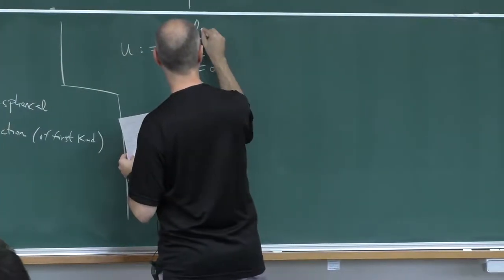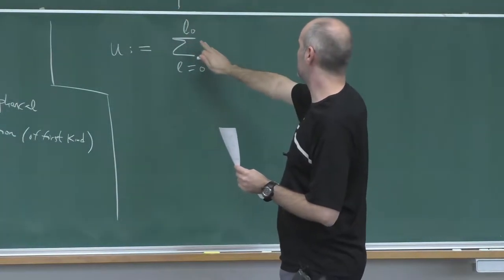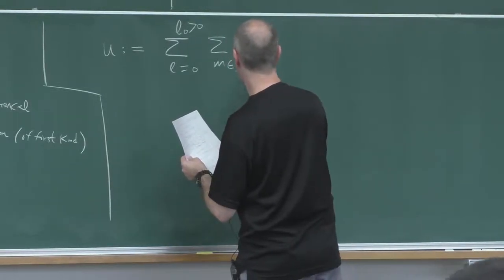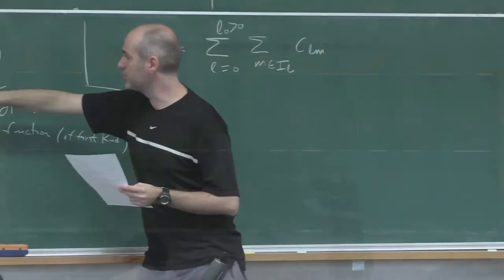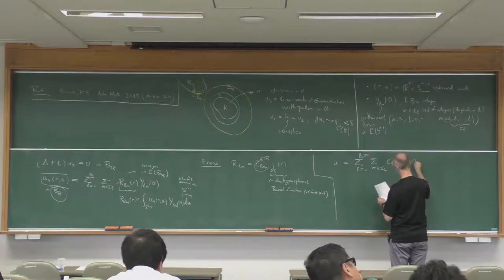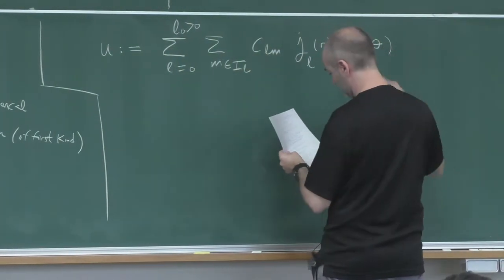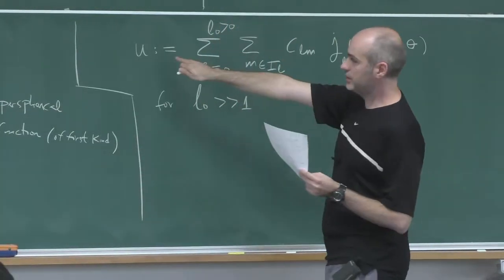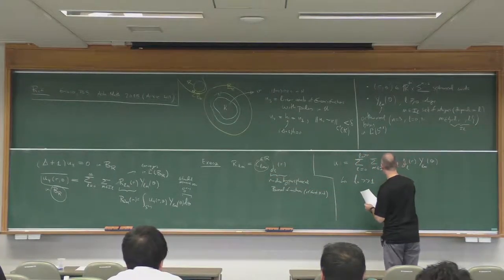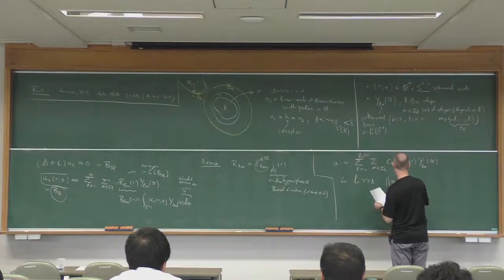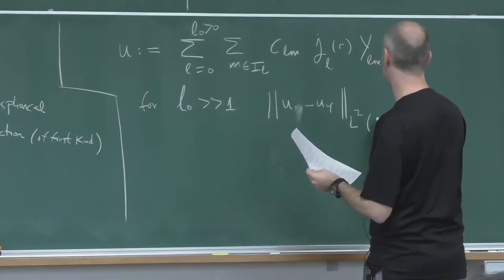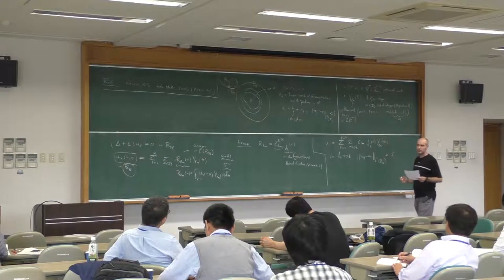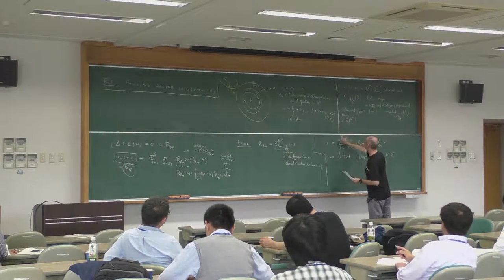So we truncate. Instead of summing from 0 to infinity, we sum till some L naught, of course positive, and the series, and the corresponding n, and here are the constants. I already write this expression. Okay. So then for L naught large enough, this is a good approximation of U4 in the L2 sense. So if you measure the difference U minus U4 and compute the L2 norm in the ball of radius R, this is as small as you want, because of convergence in the L2 sense. So we are truncating. But now there are two observations.